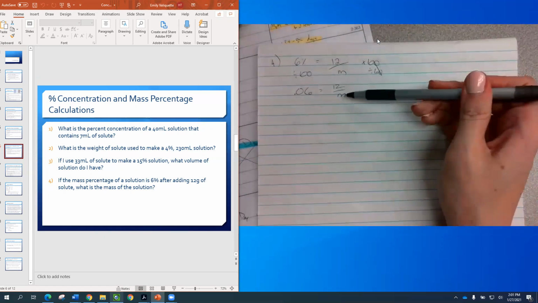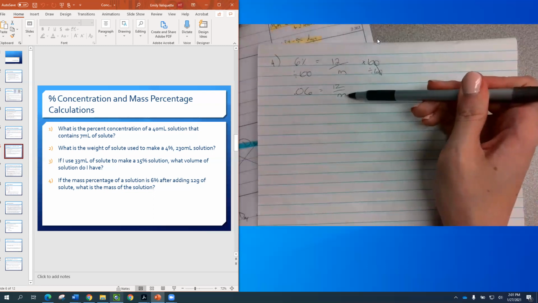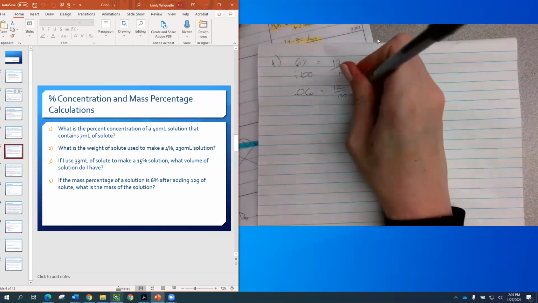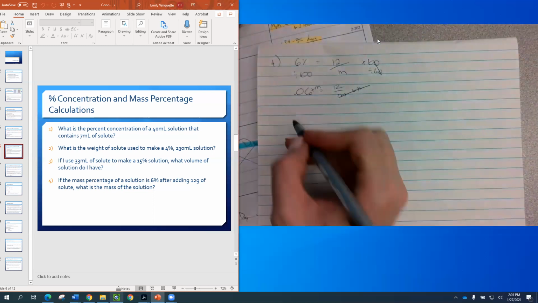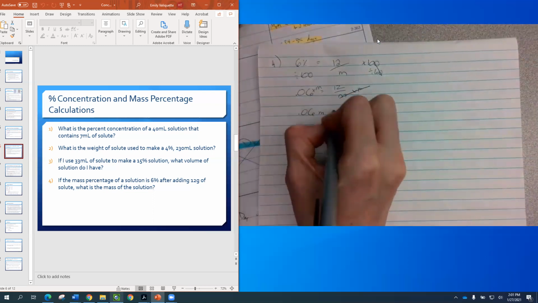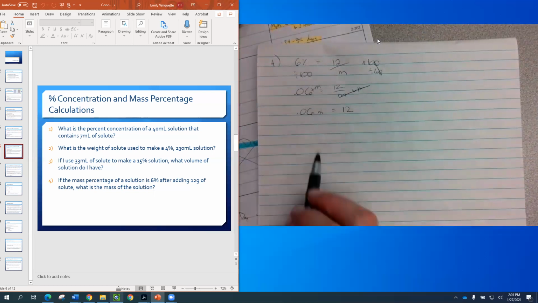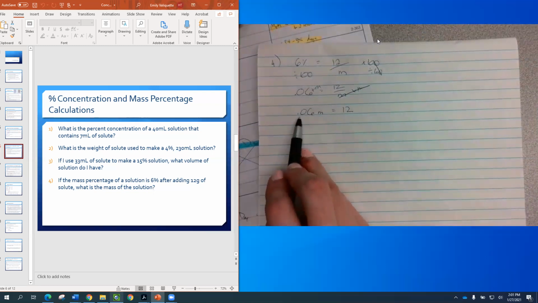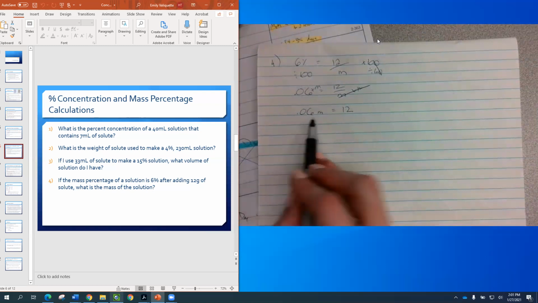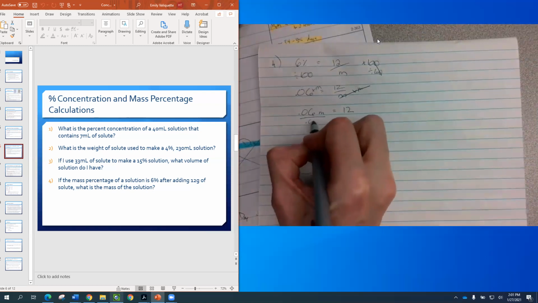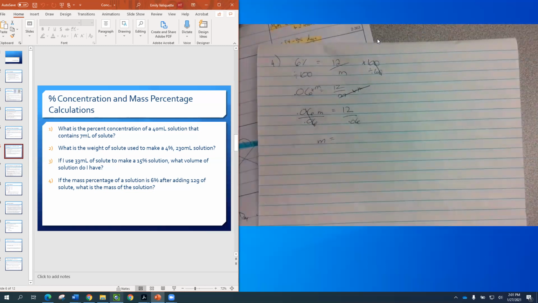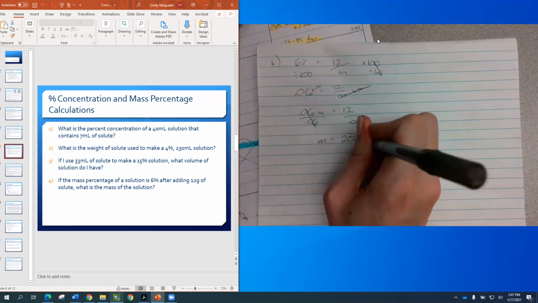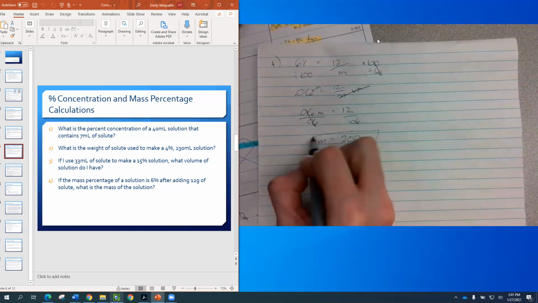Once again, when I have division, the thing on the bottom has to be the thing that moves. So I multiply by m to move it to the other side. That gives me 0.06 m equals 12. Now I need to get the m by itself, so I need to move the 0.06 away. In order to do that, I divide by 0.06. And 12 divided by 0.06 is 200 grams. That's your answer.